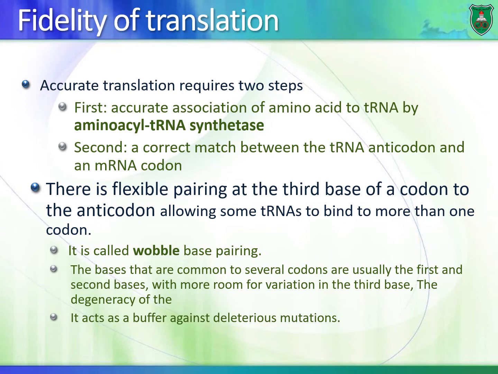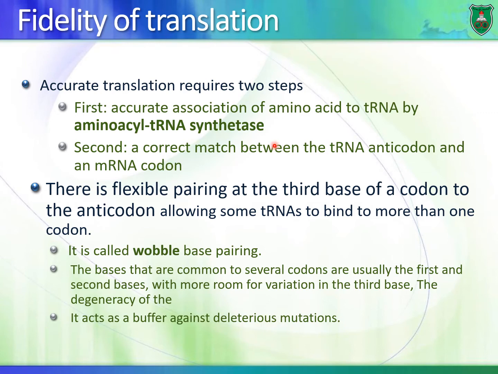Translation is really quite accurate overall. And there are two aspects that specify accuracy of translation. The first one is that you have an accurate association of amino acid to a tRNA by enzymes. So it is an enzymatic reaction, and enzymatic reactions overall are really specific. And there are synthetases for every amino acid. So they are quite accurate.